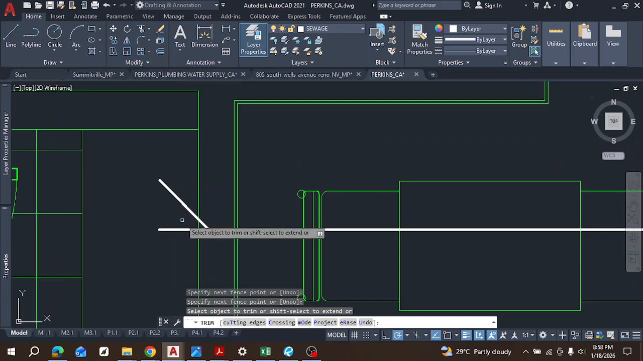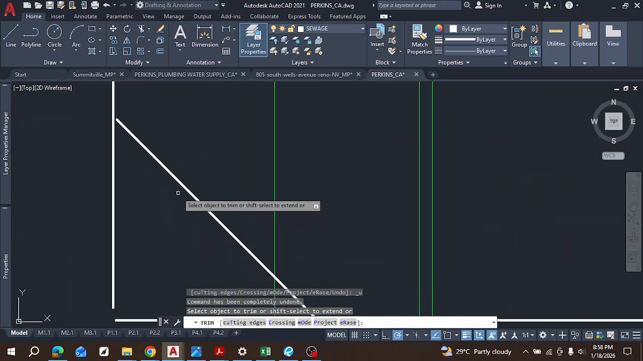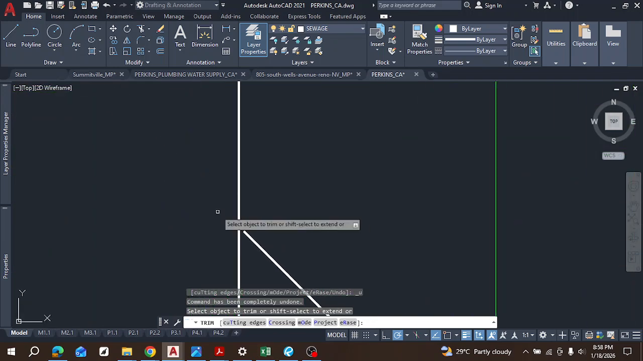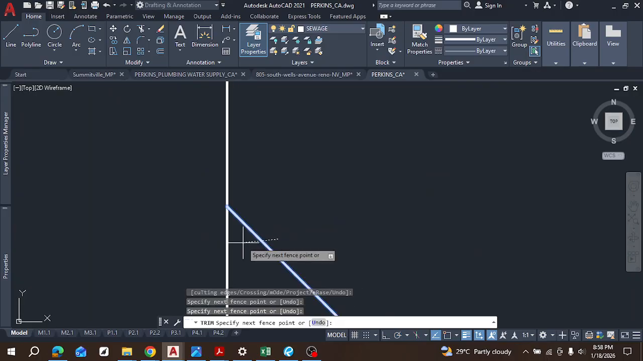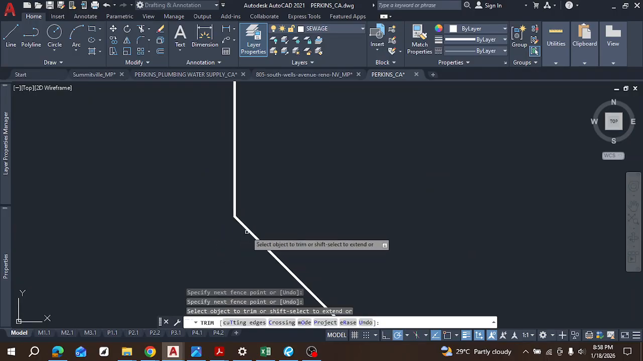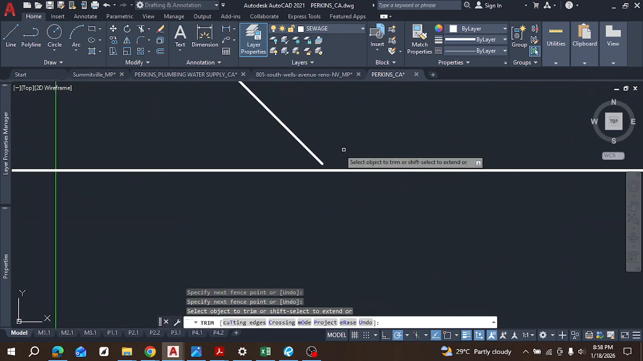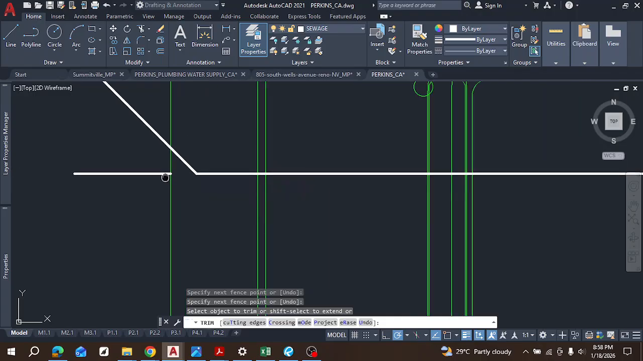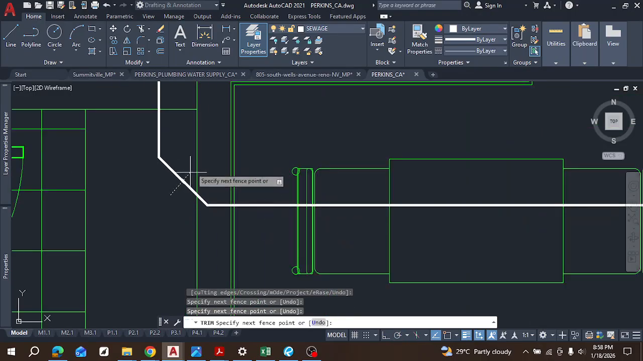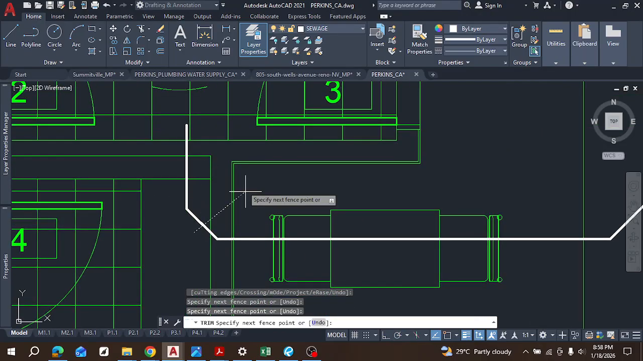Oh, I made a mistake. Okay, let me extend this first because it does not reach. Now you trim it, it stops at that boundary. So now this one needs to be trimmed. See, it's not reaching. Okay, and trim this also, right? But I can decide to take this out if I want to, right? It's just for example purposes too.